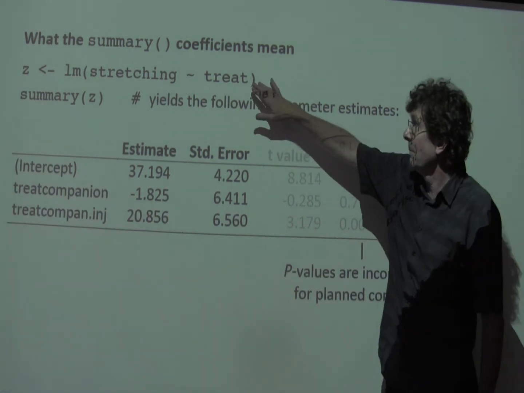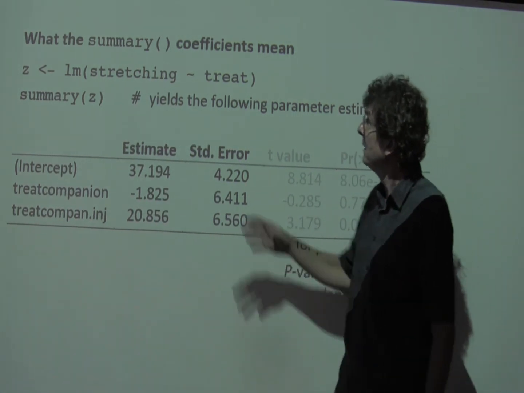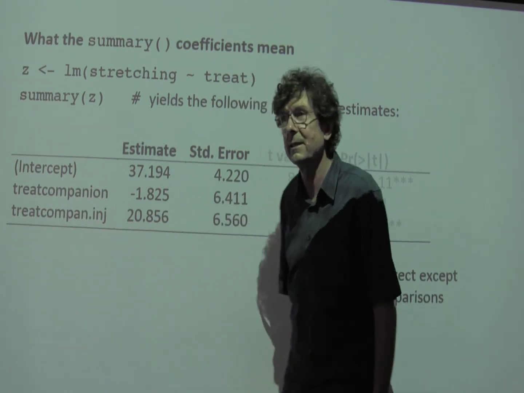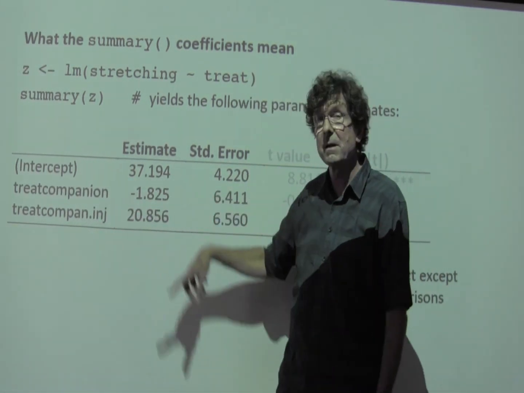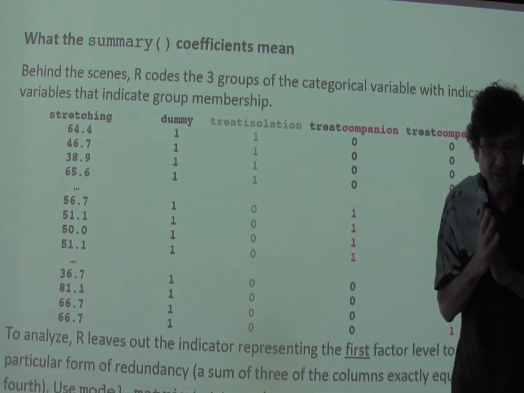So here's the linear model, stretching by treatment. Here are our estimates. Here's the coefficients table from the summary command. What do these things actually mean? What's this variable, and what do these estimates actually refer to? Okay, I'll try and show you.